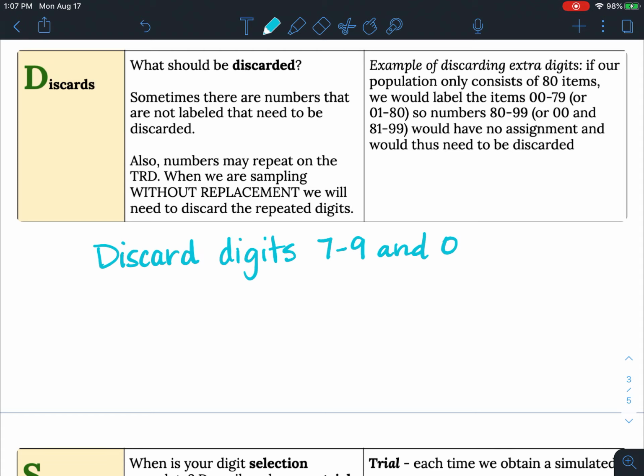Another thing we need to think about is, what about repeats? So you need to talk about the repeats. In this case, if I was at 2 and the next number I got was 2, we were throwing that out because that person 2 is already infected and they can't visit themselves or get it from themselves. So we would say discard digits 7 through 9 and 0 and repeated digits.